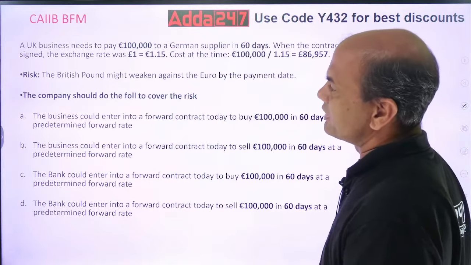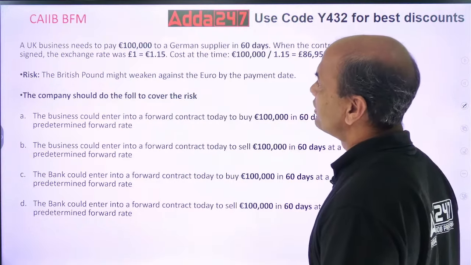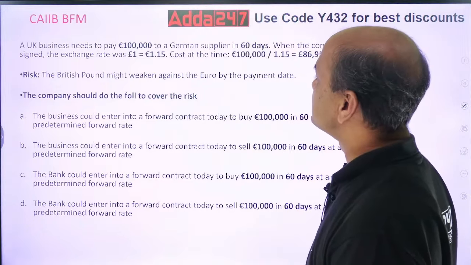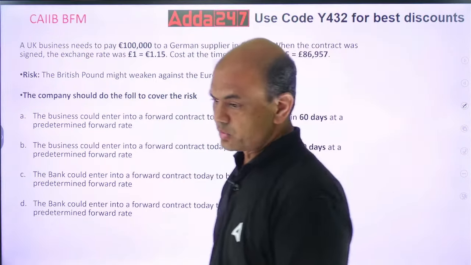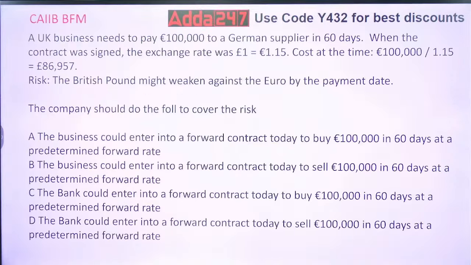This is a difficult one. A UK business needs to pay euro 1 lakh to a German supplier in 60 days. Okay? A UK business, let me make it bigger. Now it's better. A UK business needs to pay euro 1 lakh to a German supplier in 60 days.